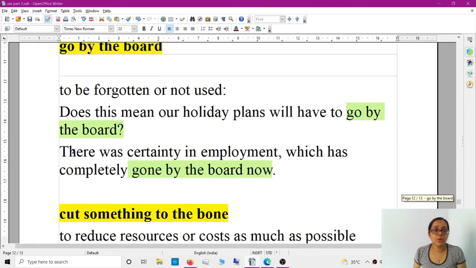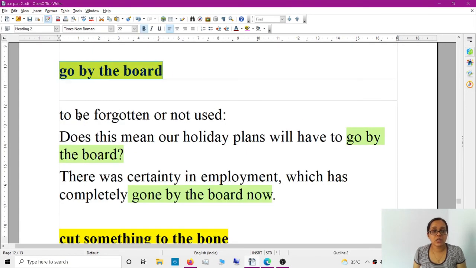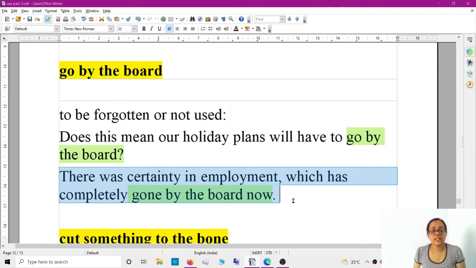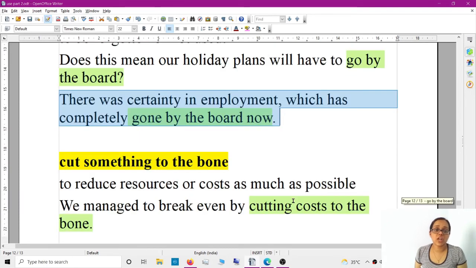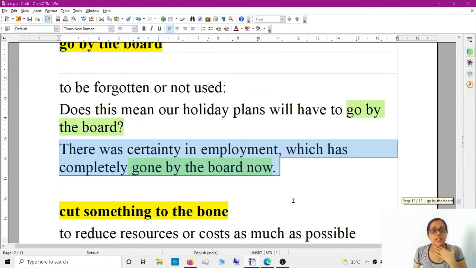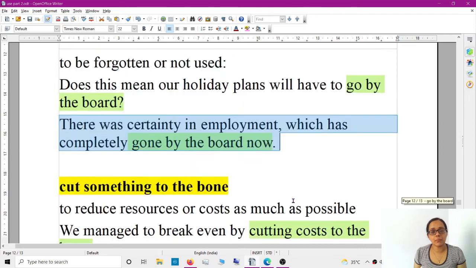Now go by the board. Go by the board means to be forgotten or not used. Does this mean our holiday plans will have to go by the board? There was certainty in employment which has completely gone by the board now.